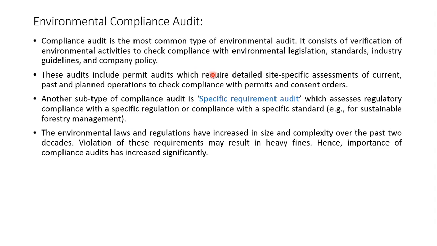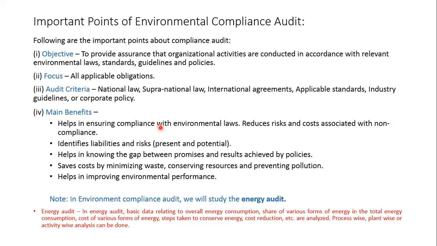So compliance is whatever standard has been set. It is considered verification of environmental activities to check compliance with environmental legislation, standards, industry guidelines, and company policy. As I told you, one thing is the standards and guidelines set by the company; the other is whatever legislation the government has decided. Whether both of them are matching or not, and whether it is followed or not, that you must check. After the specific requirements, you can go through this. It's not so tough. Then objective, focus, audit criteria, main benefits.